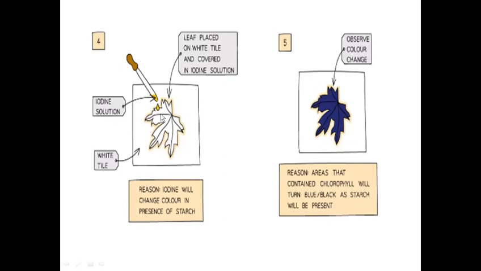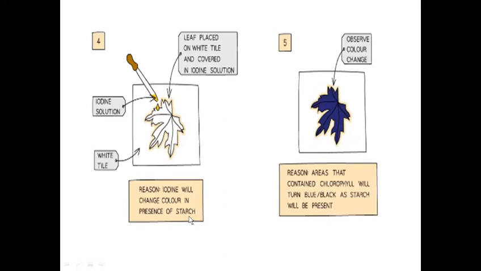And you know that if there is starch in the leaf, then the color of iodine, that is normally reddish brown, turns to blue black. If it turns to blue black, it means that the starch is found in the leaf. See, the reason: iodine will change the color in the presence of starch.